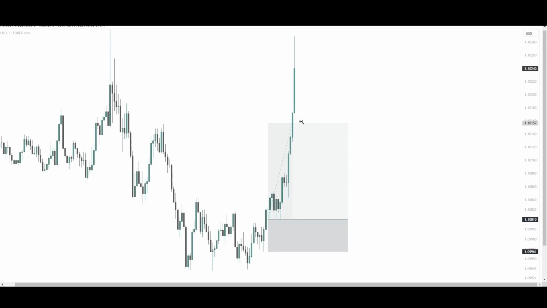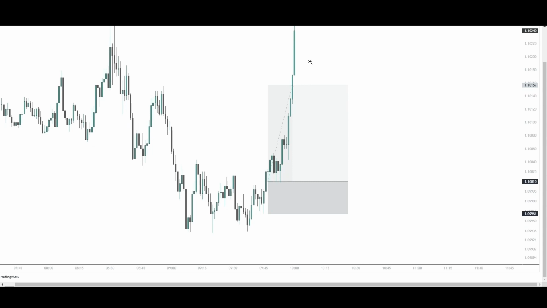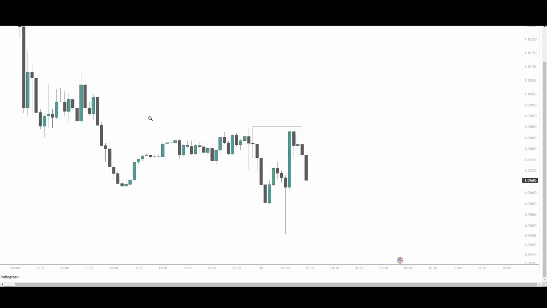So remember, you are always going to have a drawn liquidity with this entry model. This is not like a pattern or something. You always have to have your drawn liquidity. Now let me get into the next example right here.